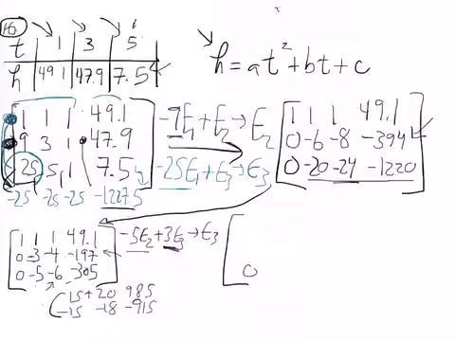15 plus 15 is 0. Oh, I already have a 0 here. 15 plus 15 is 0. 20 plus negative 18 is 2. 985 minus 915 is 70. So now my system is this.